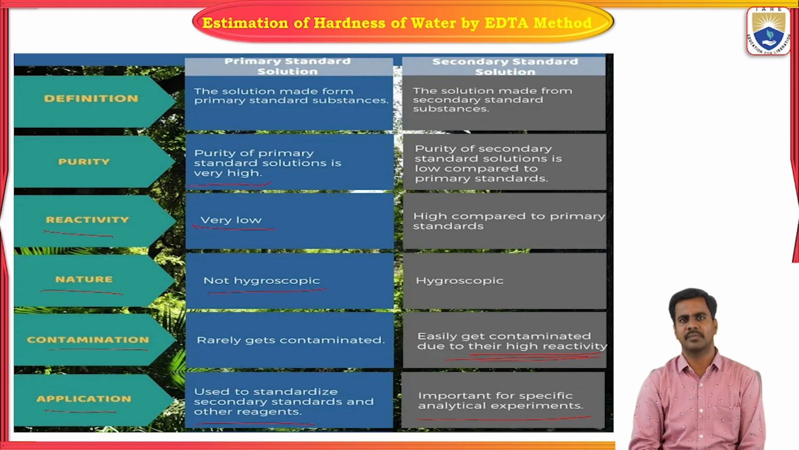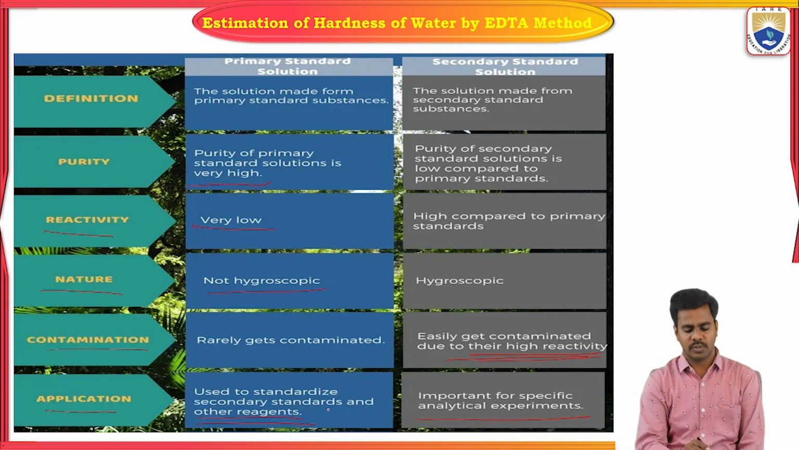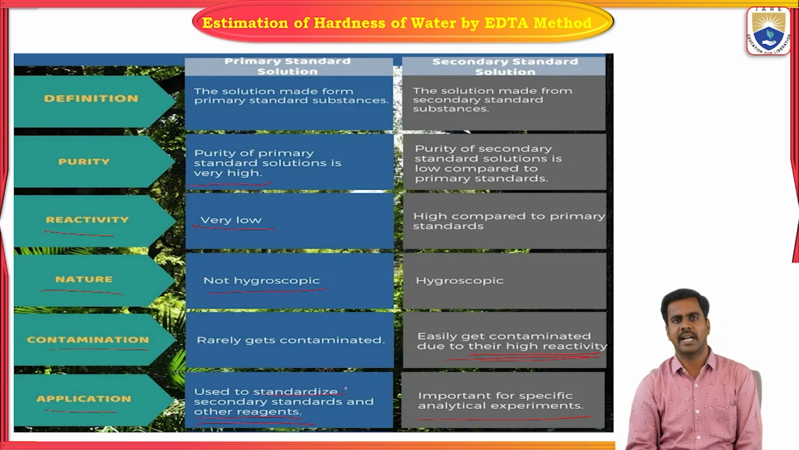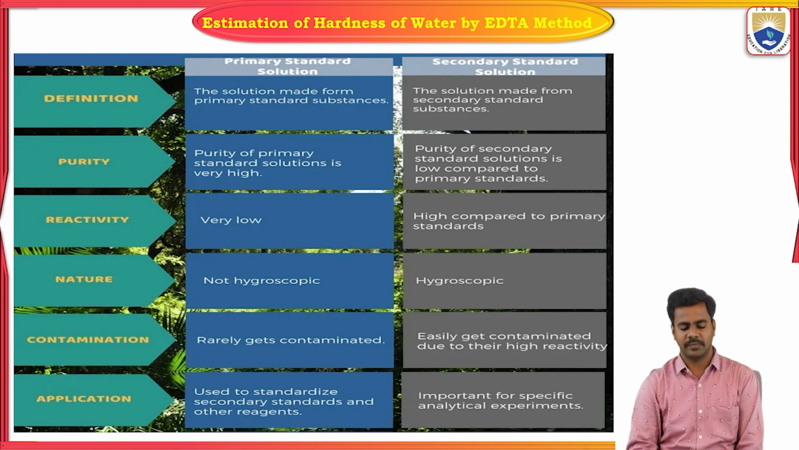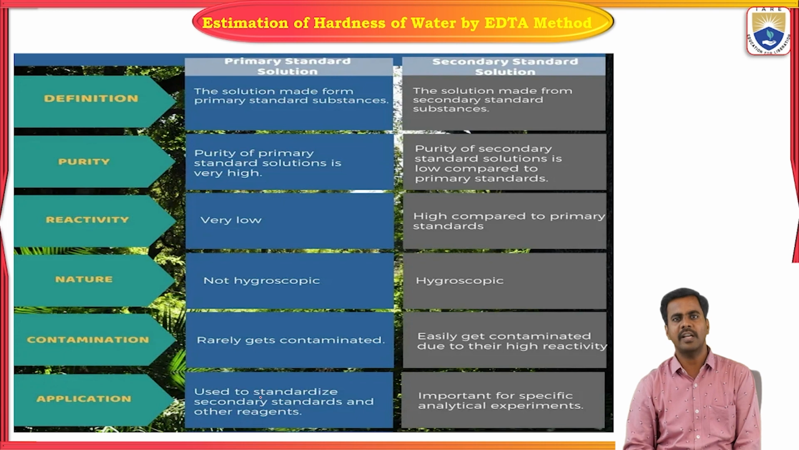On applications, secondary standards and other reagents. It is used to standardize secondary standards and other reagents. It is important for specific analytical experiments. So that's why our EDTA belongs to secondary standard, so that's why it has to be standardized by using primary standard. So an important application of primary standard is that it is used to standardize secondary standards. So that's why where you are using EDTA, it has to be standardized.